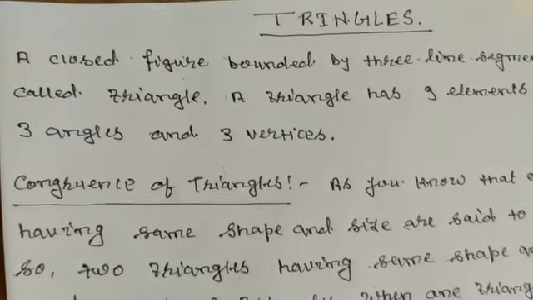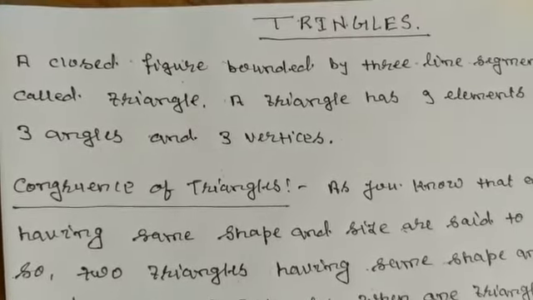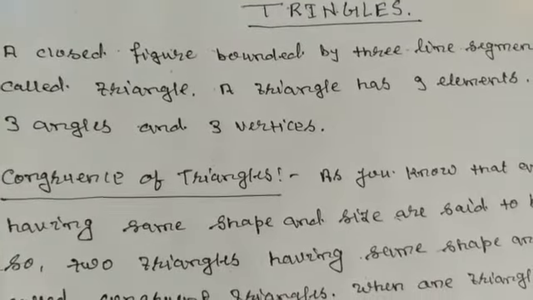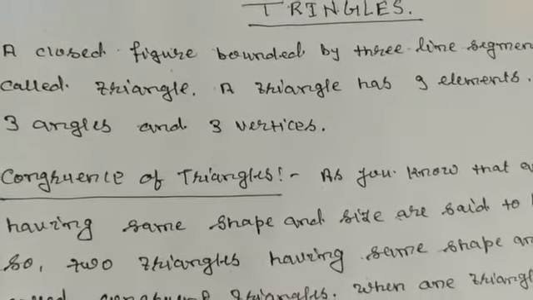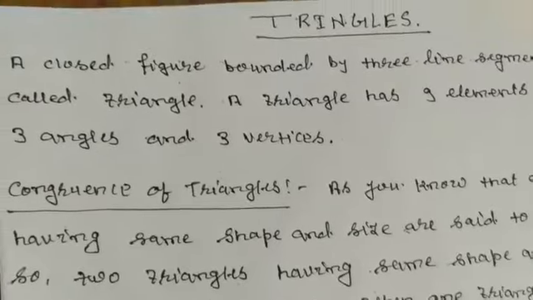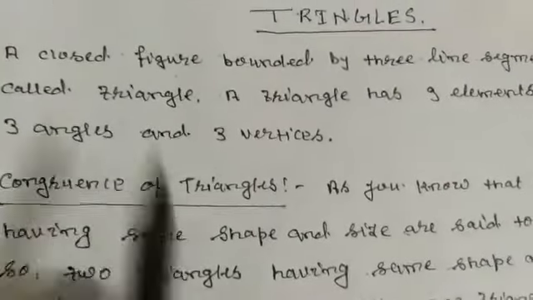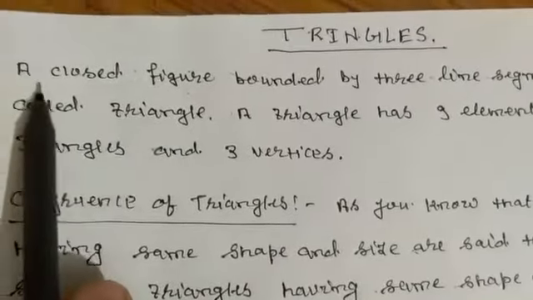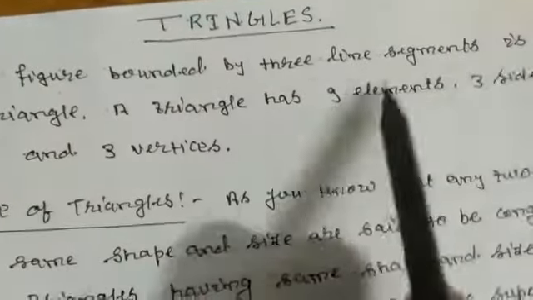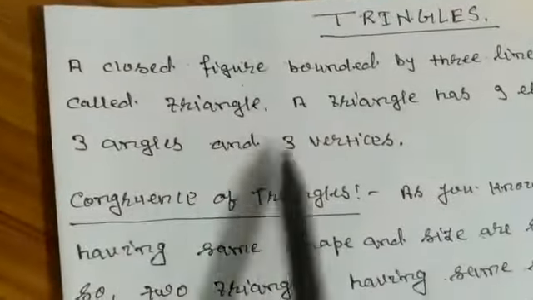Children, as you know about the triangle, what is triangle? You have learnt in your previous classes that a closed figure bounded by three line segments is called a triangle.